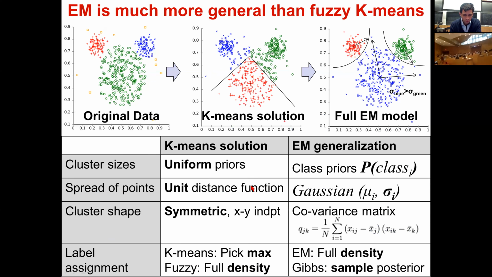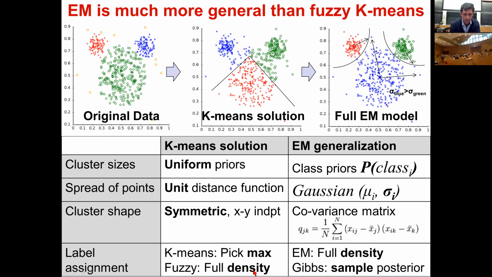The spread of points: we had assumed previously with K-means that we could only deal with unit distance functions, whereas here we actually have a Gaussian distribution where the sigma can be tuned, not just the means, but also the standard deviation. We had previously with K-means only allowed symmetric clusters where the different dimensions were independent of each other. Whereas here we could actually have some covariance, where there's some relationship between X and Y, and you can express that this way.